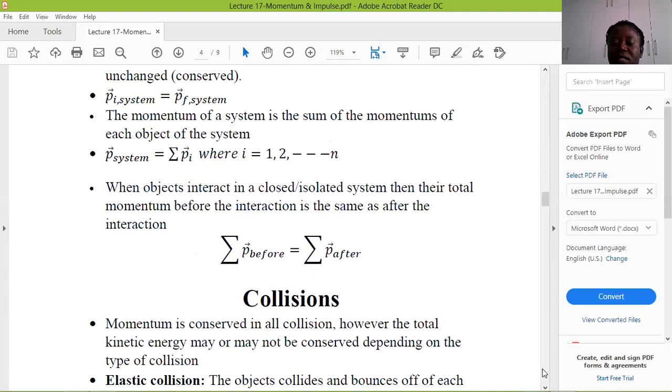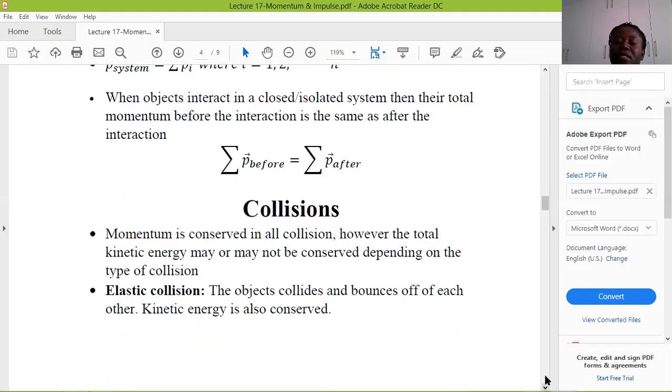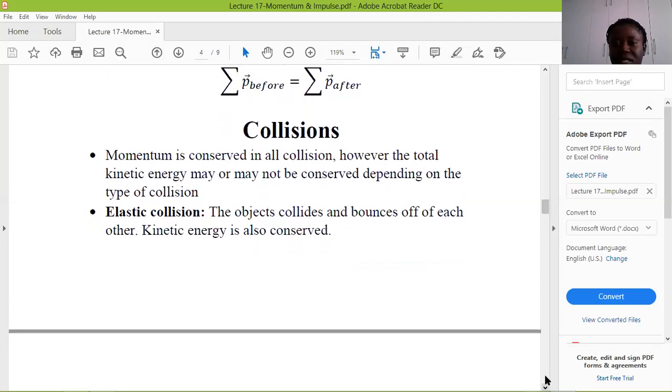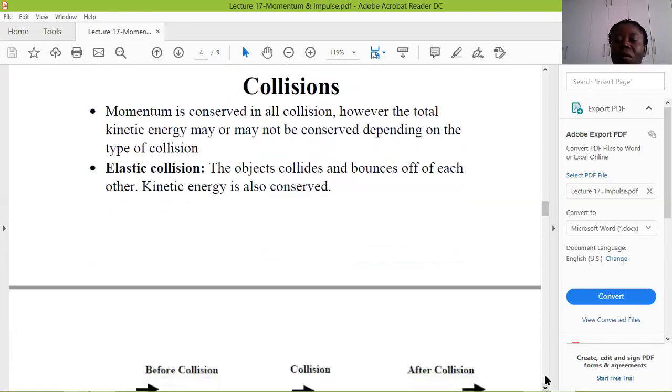So we discussed collisions. A collision is just when objects come together. With collisions, we refer to interactions where two or more objects interact together. Our focus is only going to be on closed systems, where the momentum is conserved. For everything we do, we will assume that the objects interact within a closed system.